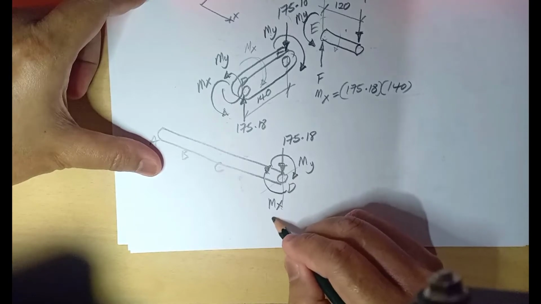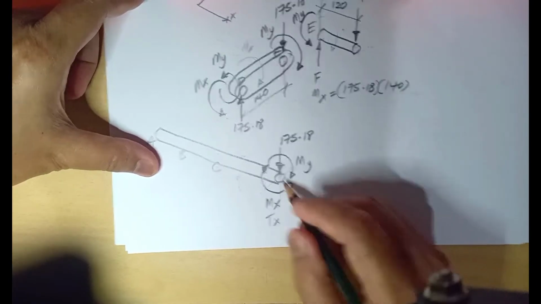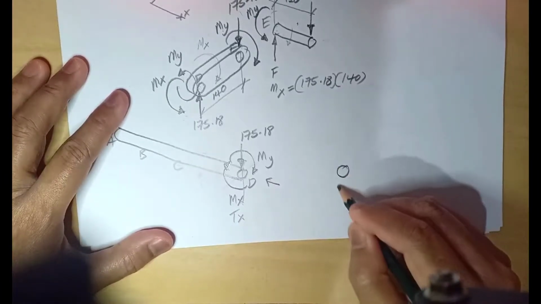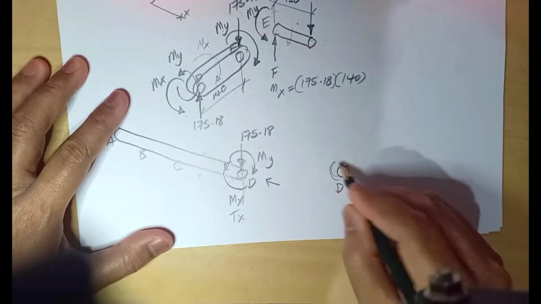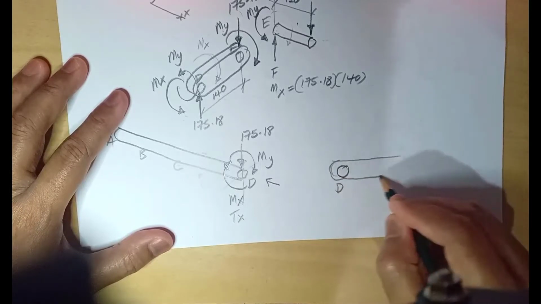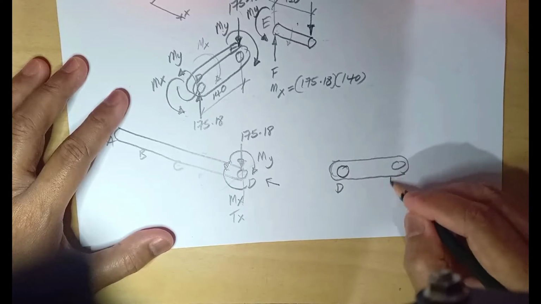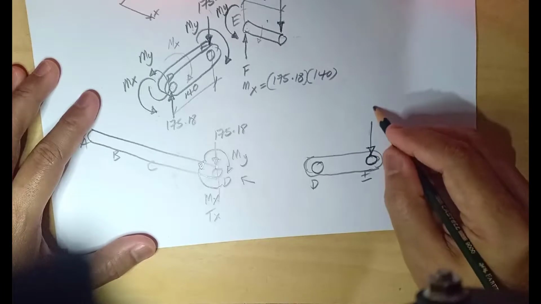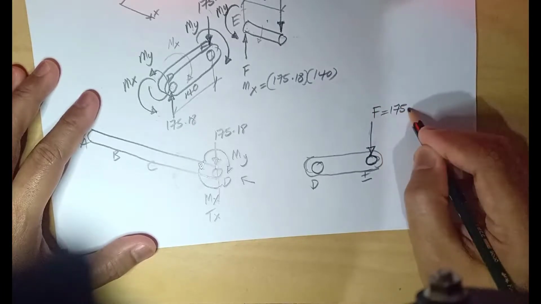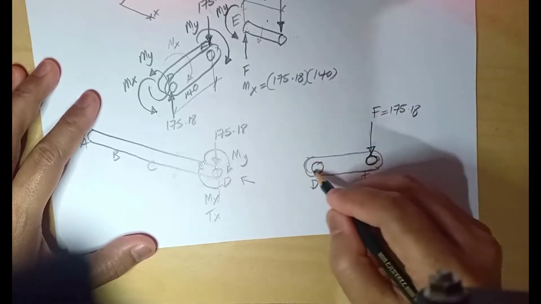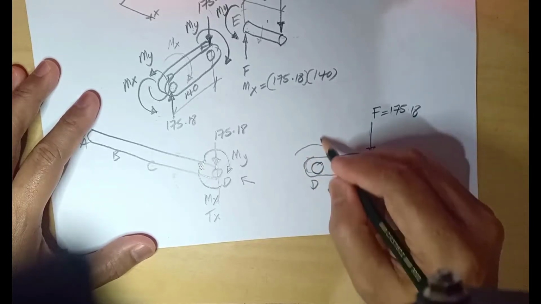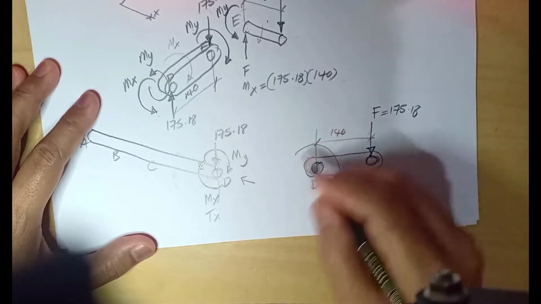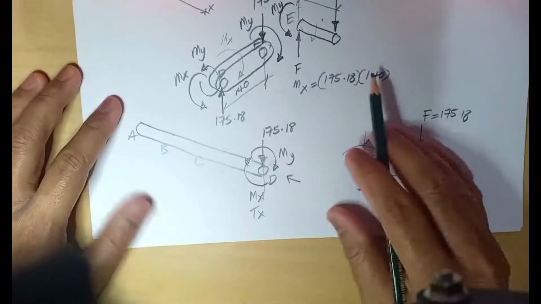Actually, we can call it tau x, because if you look from the right side of the shaft, we have the shaft at point D, and we have our member DE. Our member DE has a small shaft here, and we have the force F here, 175.1. So this force times the distance here, 140, produces torque X, or in member D we call it moment X, but here we call it torque X.